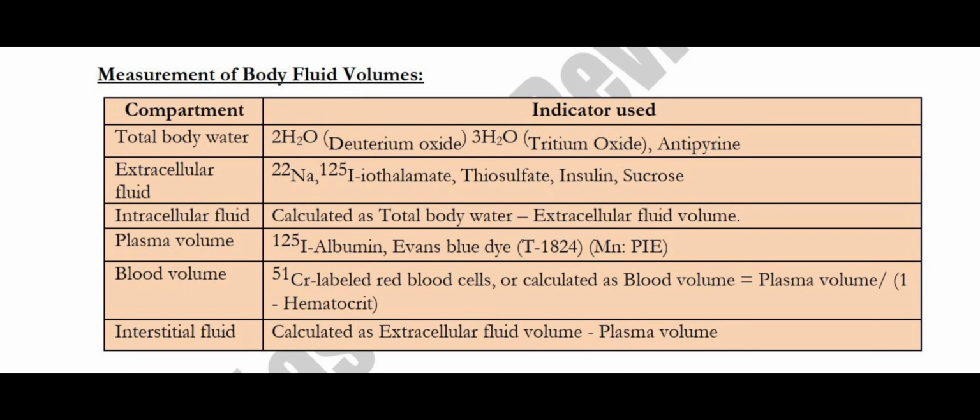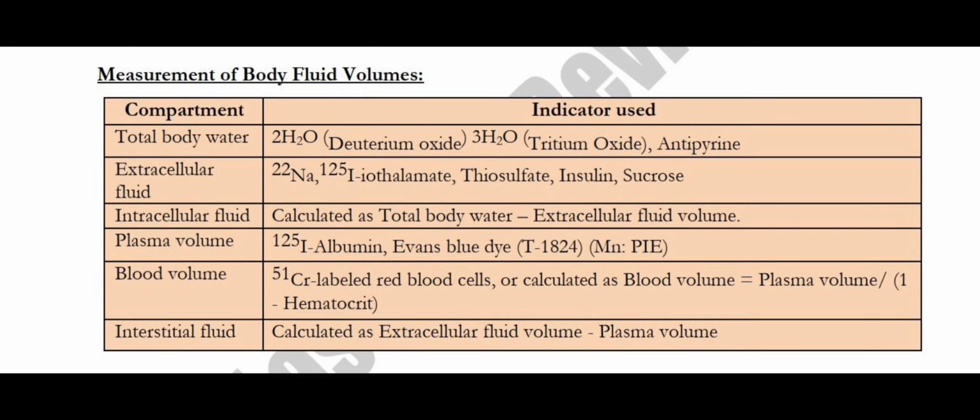Plasma volume. This is the liquid part of your blood without the blood cells. How it's measured: radioiodinated albumin. Albumin is a protein found in plasma, and it can be labeled with a radioactive isotope of iodine. Evans blue dye, a dye that binds to albumin and stays in the plasma. PI is a mnemonic and just another way to refer to this method.